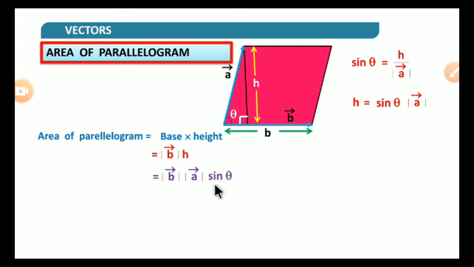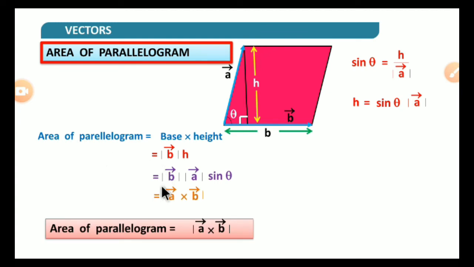Remember, student, this is by the definition of the cross product of two vectors A and B. Therefore, this will be equal to the magnitude of A cross B, because we take the whole magnitude, so n cap becomes the unit vector. The magnitude of n cap is equal to 1. Therefore, by using the definition, this will be equal to the magnitude of A cross B.